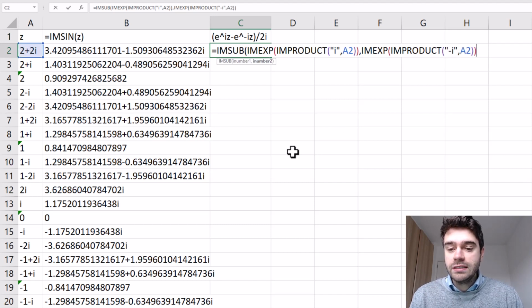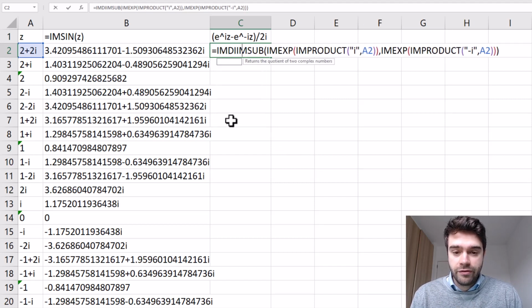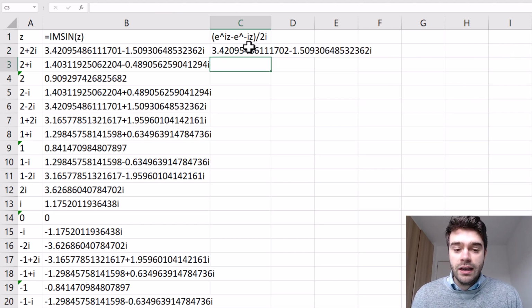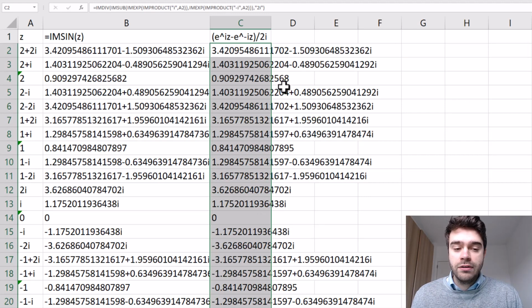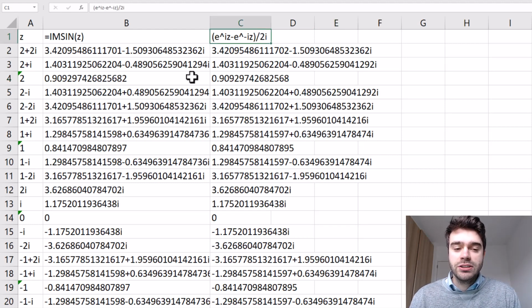I close the parentheses. And so now we need to divide this result by 2i. So once again, you guessed it, we will have to use a special Excel function, which is called the IMDIV function, which allows us to divide two complex numbers. So we take this entire complex number and divide it with 2i, which I put in between double quotation marks. I close the parentheses, press enter, and I will be pulling this down. And as you can see, we are getting exactly the same result. So yes, you can also calculate the sine of a complex number using this formula, using these exponential parts.